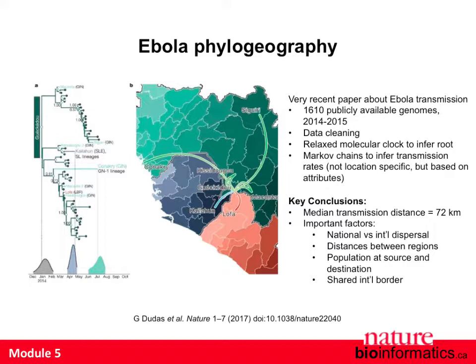One is that, not surprisingly, sites within countries tend to have higher transmission rates than sites between countries. Okay, the system works. Distances between regions is important, independently of the national versus international. Population size at source and destination, okay, these things all make sense. And then if they share an international border.